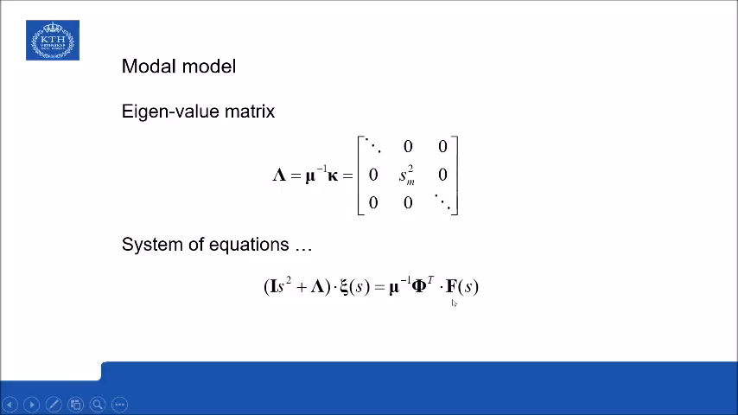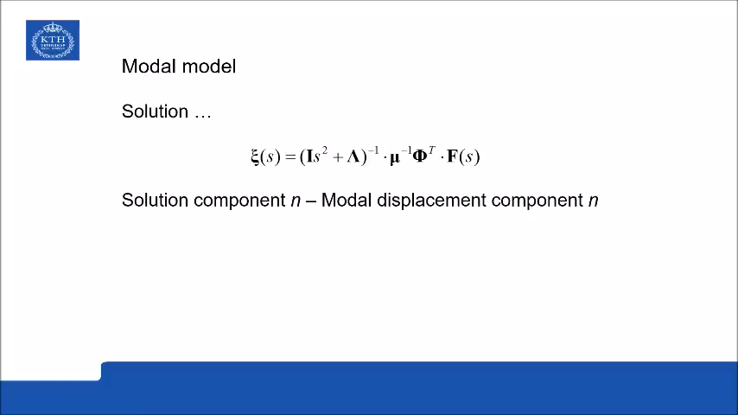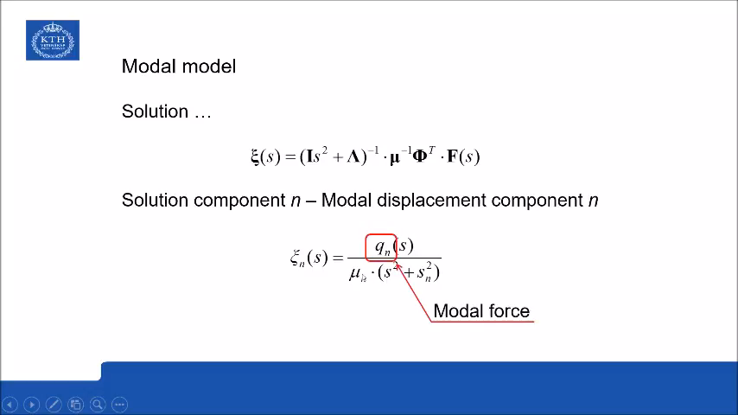So it's actually capital M independent linear equations, with solution, if we look at component n, that we can write as xi n equal to the modal force Qn over the modal mass times s square plus the eigenvalue. And what is this? How can we interpret this?